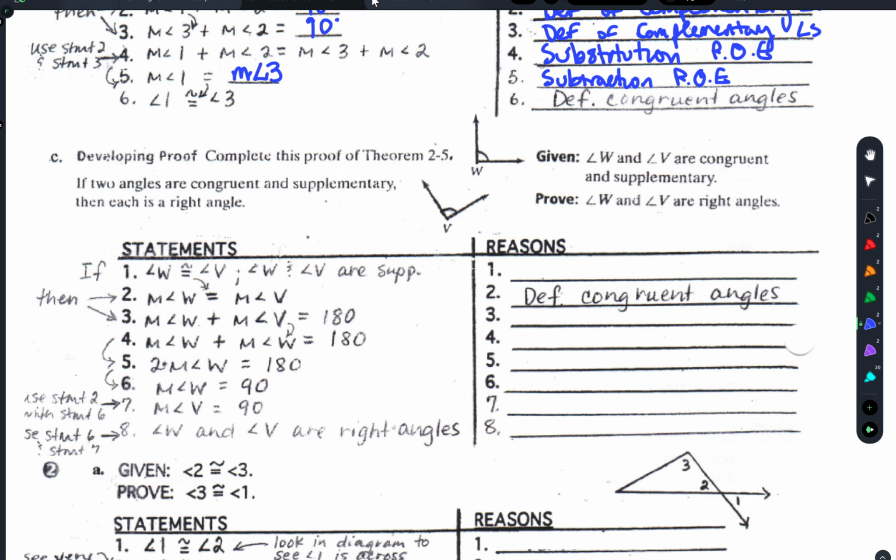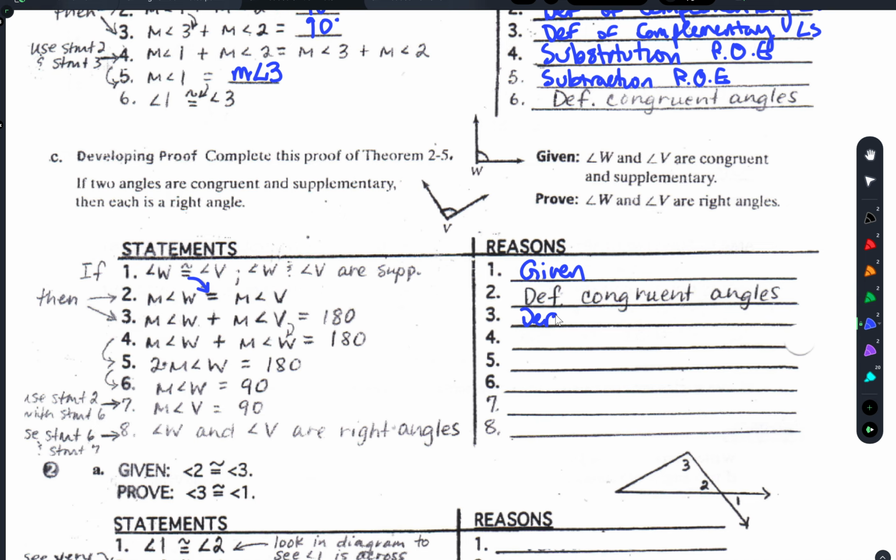Okay. Number 1, what's my reason? Perfect. Number 2, it's telling me that's the definition of congruent angles, which it is. Remember, we're switching from a congruent symbol to an equal sign from our given. What do we get for number 3? Casper. Perfect. I'm saying angle W plus angle V equals 180.